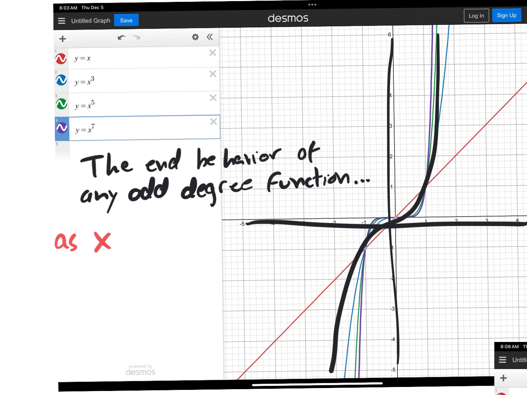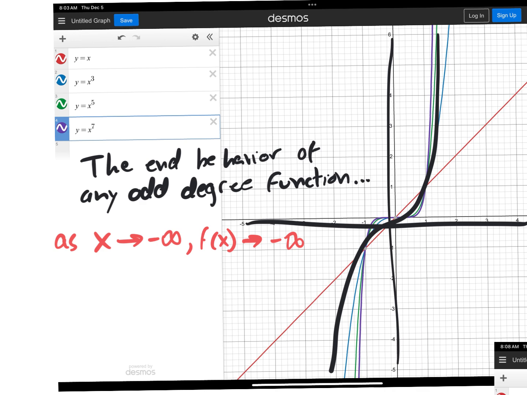As x approaches negative infinity, go ahead and write that down. As x approaches, it's an arrow. It's not an inequality, it's an arrow. As x approaches negative infinity, your f of x's, your y's approach negative infinity. What the heck is he talking about? Okay, pay attention. Check it out.